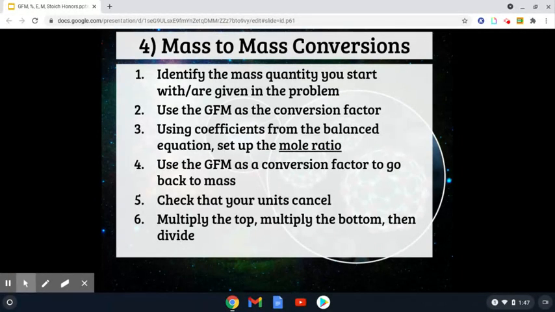Because I can't convert from grams of one thing into grams of another thing. I can't just convert grams of sodium into grams of sodium chloride. I need to convert from grams to moles, convert moles to moles, and then if we take a look at step 4, we're going to use the gram formula mass to go back to mass. You're going to check your units and cancel, multiply the tops and the bottoms, and divide. So let's do a practice problem.